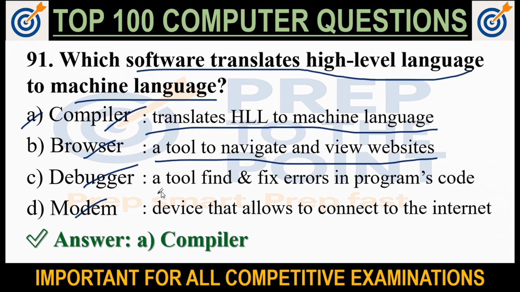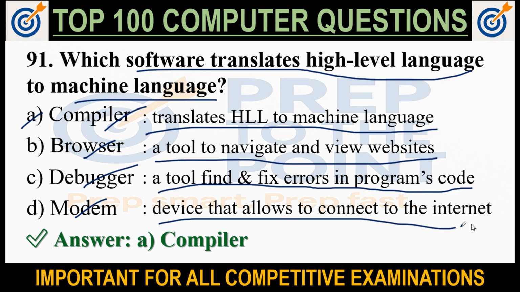Debugger is a tool to find and fix errors in a program's code, whereas modem is a device that allows you to connect to the internet. And the full form of modem is modulator-demodulator. And one more piece of information: modem is the only device which acts as an input device as well as an output device.